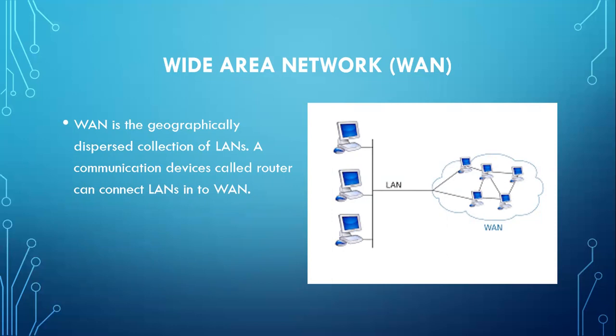A communication device called a router can connect these LANs into the WAN. As you can see, the illustration shows how these LANs are connected to a WAN. From there, we know that a router is the communication device that connects the local area networks to a larger network, that is the WAN, wide area network.